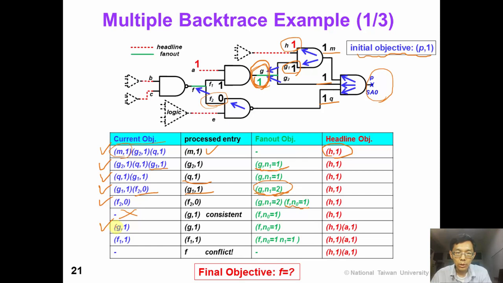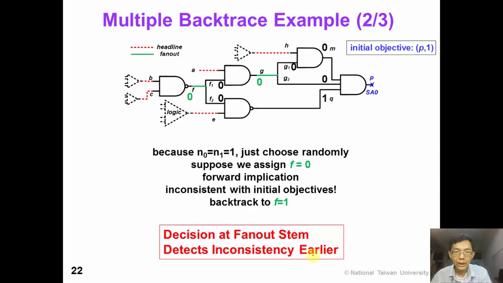Now we move on to the next level of backtrace, where A is a new headline objective and F1 is enqueued. And then when we try to resolve this fan-out, we have a conflict. There is one N0 and one N1. So what can we decide for our final objective F? Since N1 and N0 are equal, we just randomly choose a value.